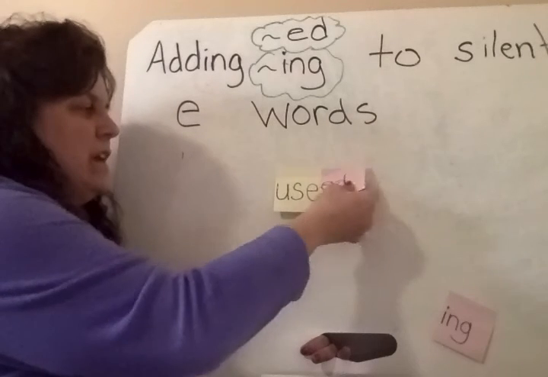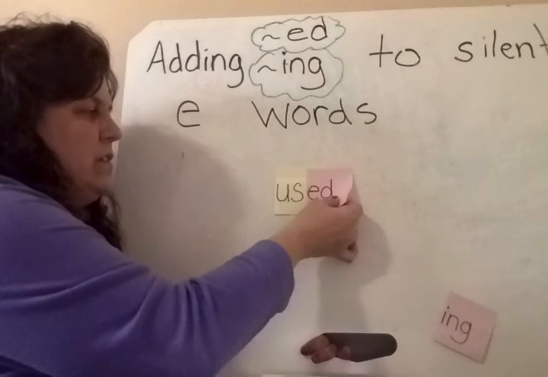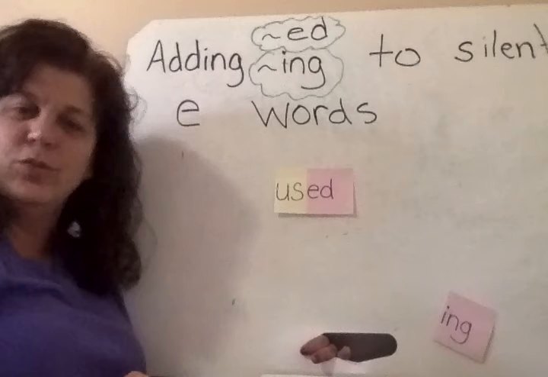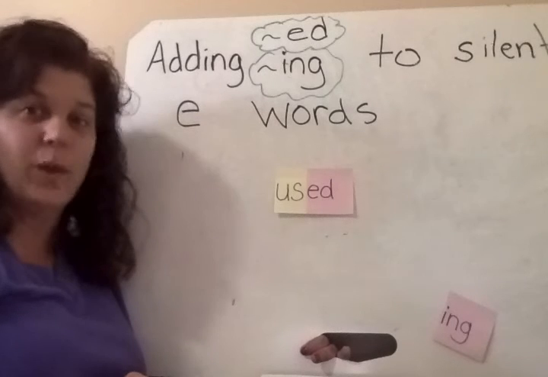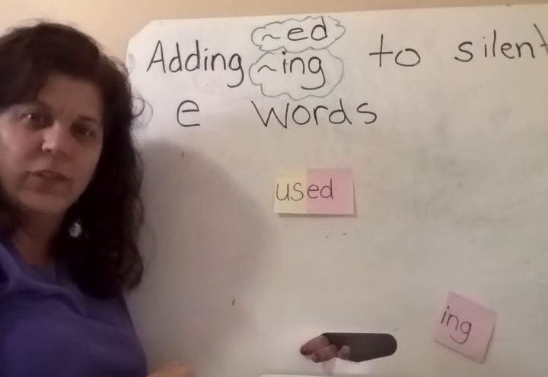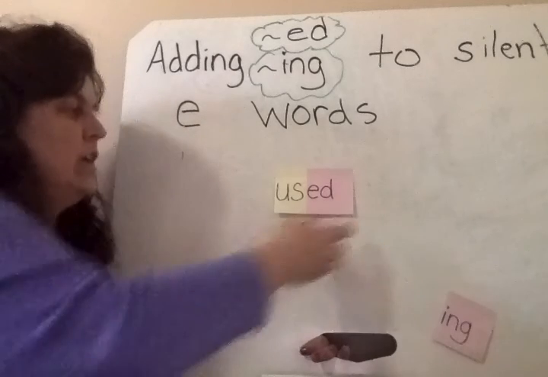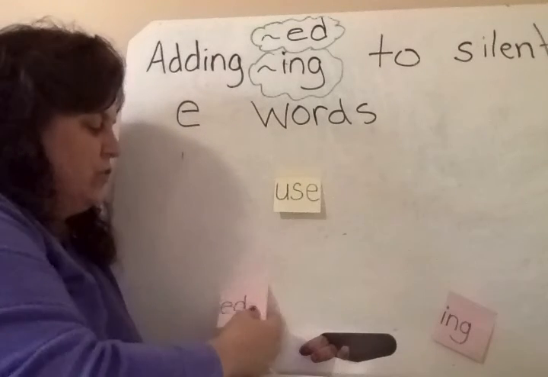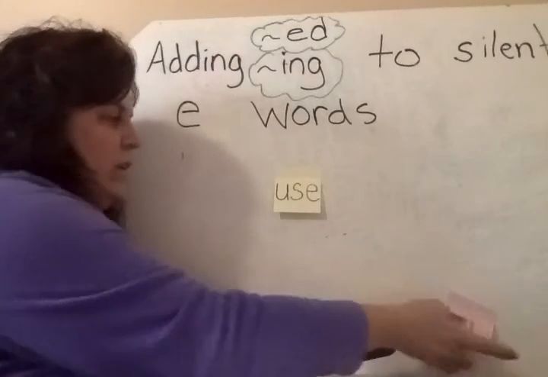Let's see if we take that silent E off. Take that E off. Used. That's way better. Sounds better. It looks easier to pronounce, doesn't it? Looks a lot easier to sound out. Used. Let's try that ing.